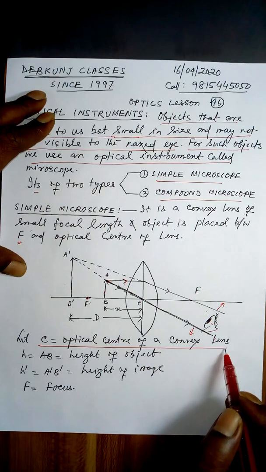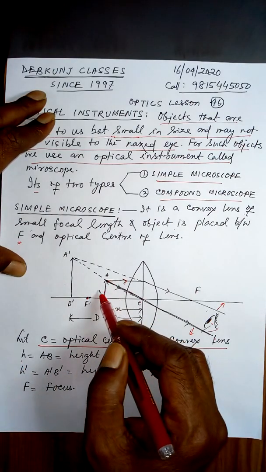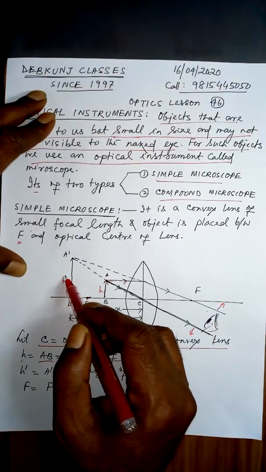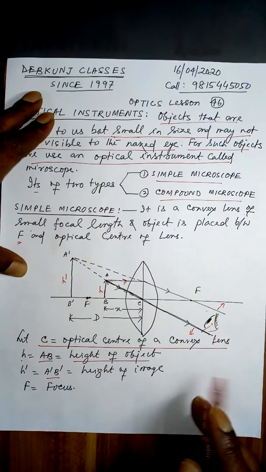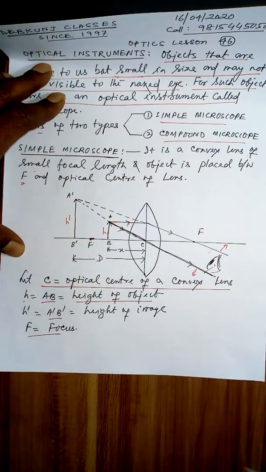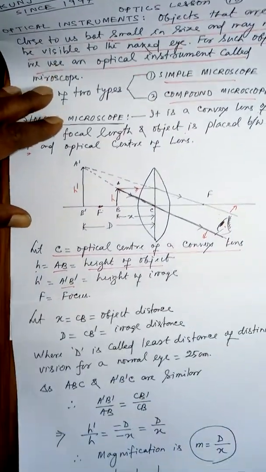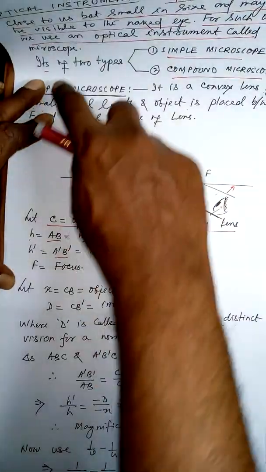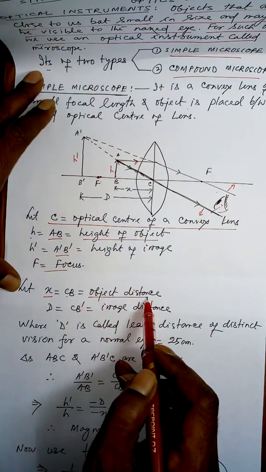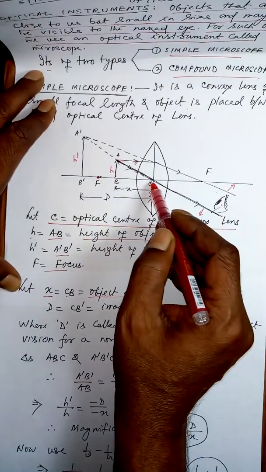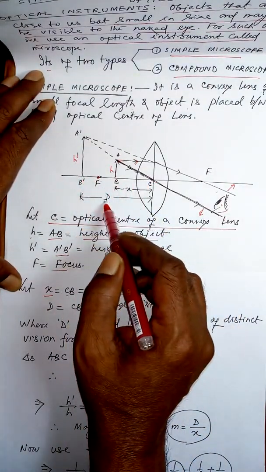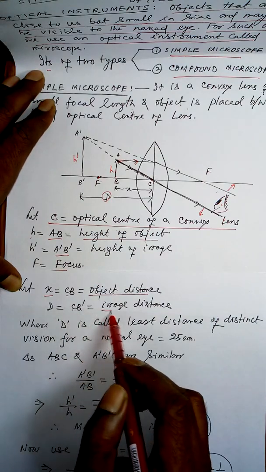Let's see the optical center of the convex lens. This height AB, let it be h, the height of the object. From A dash to B dash, let it be h dash. A dash B dash is the height of the image. F is the focus. And now let x from C to B be the object distance. Light is going this way, so the object distance from C to B will be negative. From here to here, I write it as capital D. CB dash is the image distance.